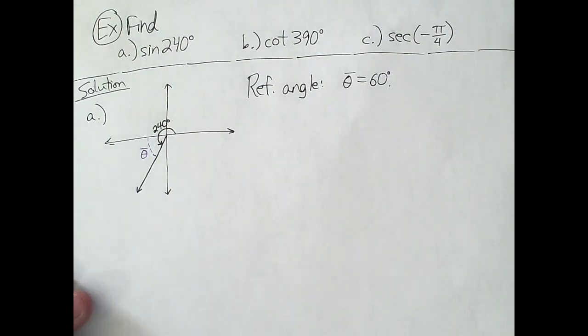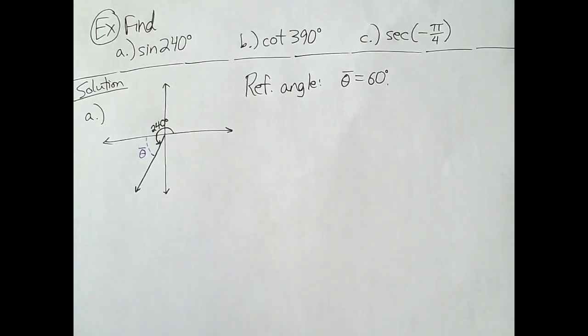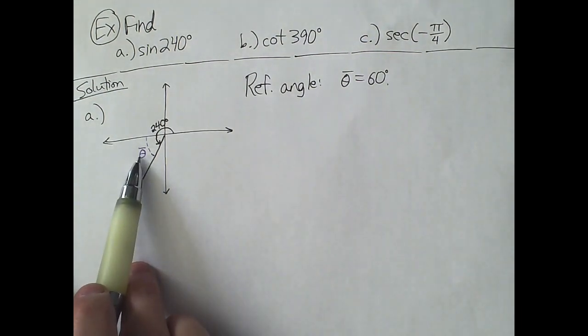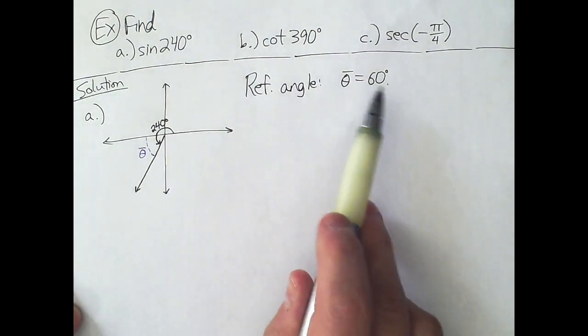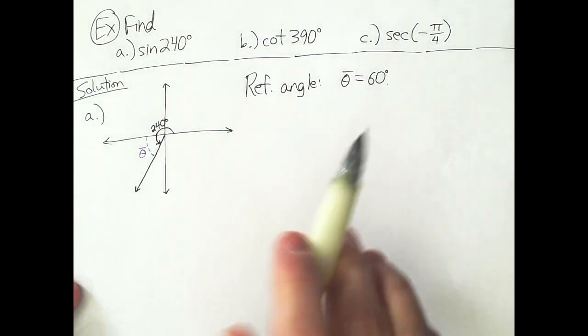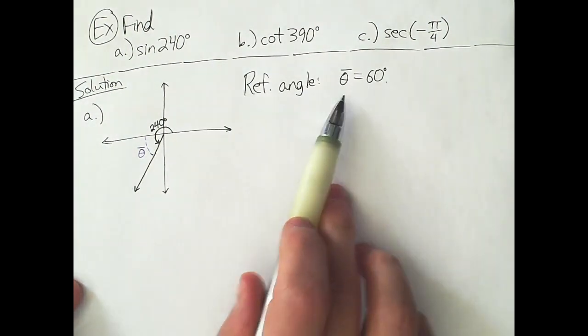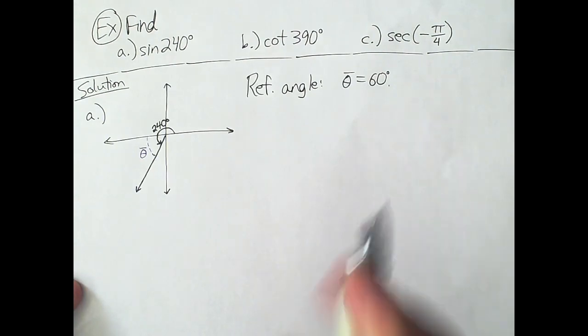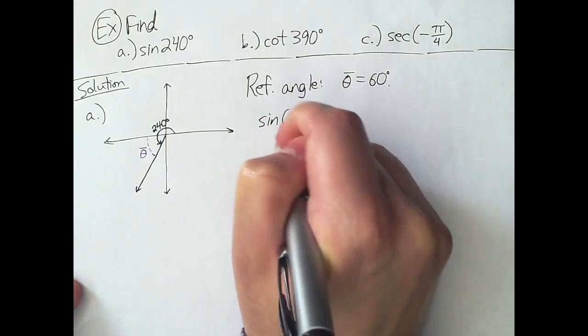So if we're following this sort of three-step process of using reference angles, step one was to draw an angle in quadrant one. We didn't really draw this in quadrant one, but we identified what the angle is, so maybe that's good enough. Step two says to get an answer for theta bar. So we want sine of theta. Let's find sine of theta bar, sine of 60 degrees.